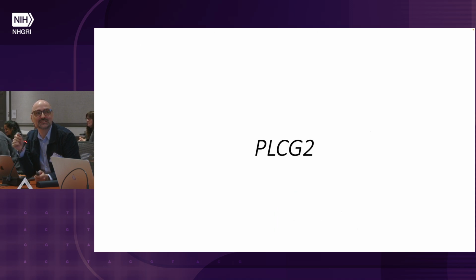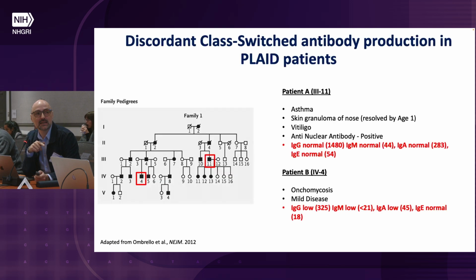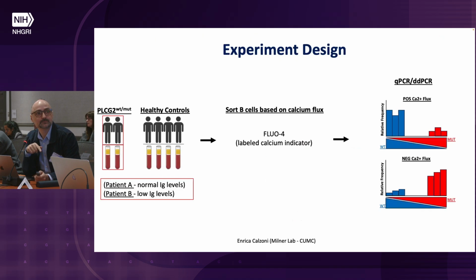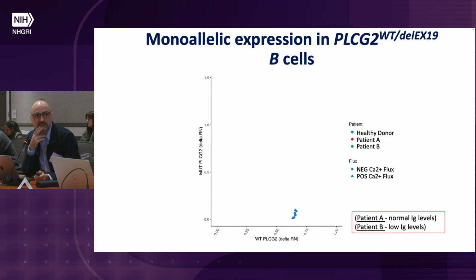So this really suggested to us that monoallelic expression can correlate with disease. We did the same thing with PLC gamma 2, discordant phenotype between two cousins. One's B cells work fine, and the other one's don't produce IgG. We sorted these cells, performed calcium flux, and here are the latest set of results. Wild type is on the x-axis, mutant is on the y-axis.